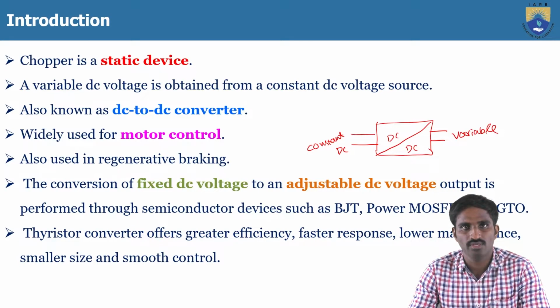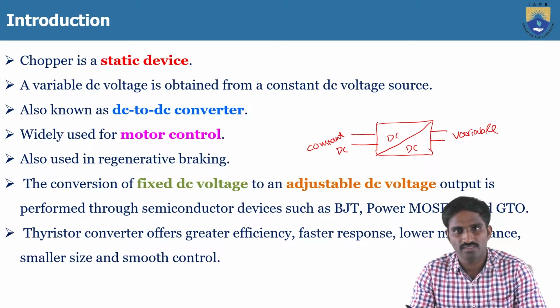Some of the advantages of the choppers are mentioned here. Why are we going to consider thyristor based converters? Because they offer greater efficiency, faster response, lower maintenance, and smaller size. Even the cost is very low when compared to the power MOSFET, IGBT and some other switches. That is why we are going to consider the basic power semiconductor device, the thyristor, to design these choppers.